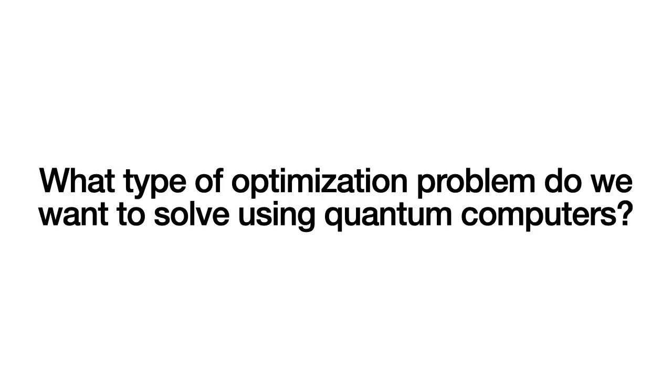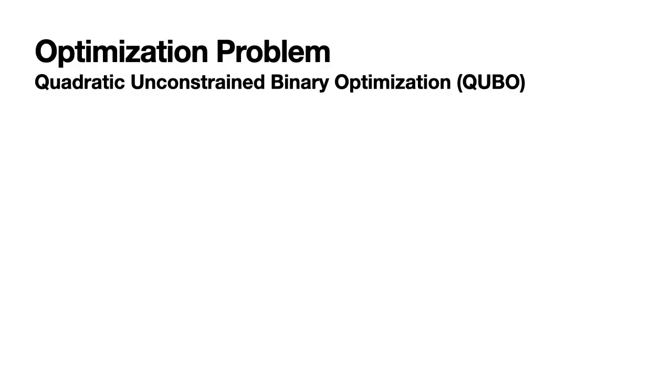Now that we have covered the essential background concepts from quantum mechanics, we can dive into discussing the specific class of optimization problems that quantum algorithms aim to tackle efficiently: the quadratic unconstrained binary optimization problems, or QUBOs for short.